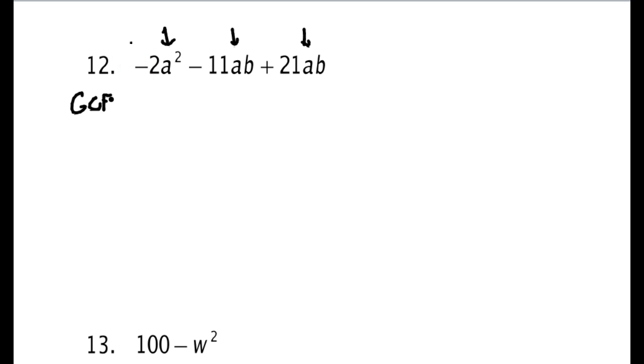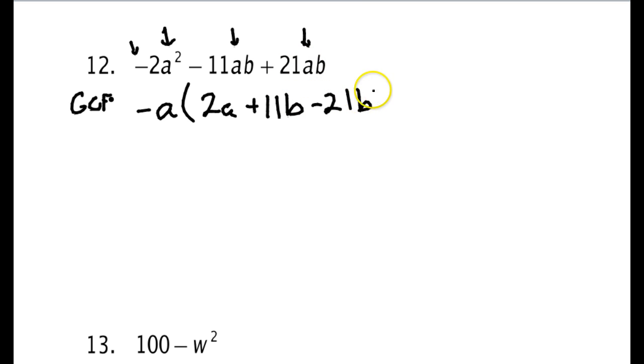We might be worried about having a negative in front, so why don't we just take out a negative? Usually in the front we don't want a negative. So see, when I take out that negative, I'll have a positive 2a. Take out a negative, I'll have a positive 11b. Take out the negative a, minus 21b. Okay.